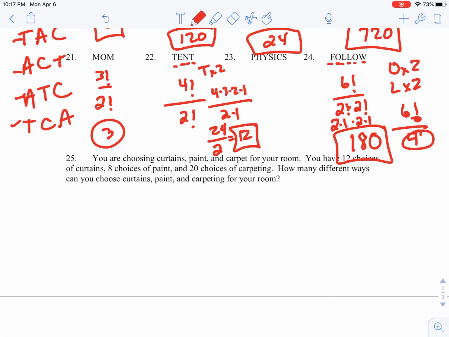I love this question on a quiz. This is like the easiest question on the quiz, but it's a word problem, so kids don't answer it. You are choosing curtains, that's thing 1, paint, thing 2, carpet, thing 3 for your room. You have 12 choices of curtains, 8 choices of paint, and 20 choices of carpeting. All you do is multiply all your options: 12 of one thing, 8 of another thing, and 20 of another thing. It doesn't really matter what those things are.